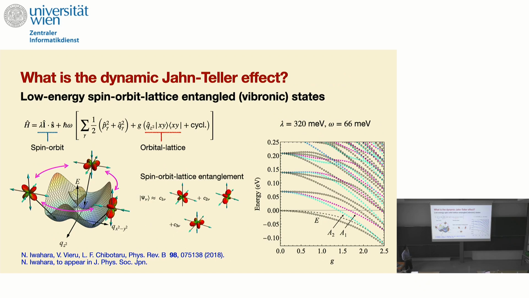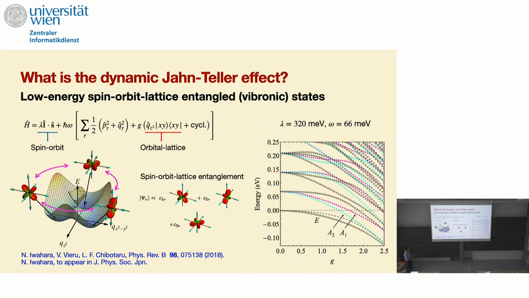So now I will explain what the dynamic Jahn-Teller effect is. In a word, this is simply a fully quantum mechanical treatment of a Jahn-Teller system. This is a model Hamiltonian. For each octahedron, we have spin-orbit coupling and electron-phonon coupling, and we also consider nuclear kinetic energy, meaning we treat the deformations quantum mechanically. And I will explain with a cartoon below.